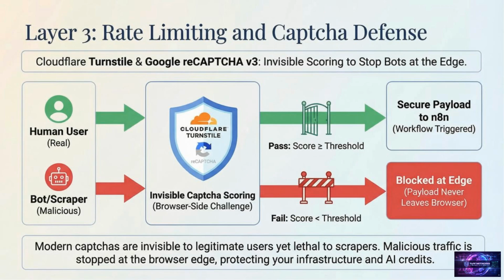Layer 3. Rate limiting and CAPTCHA. Professional form builders have native integration for CAPTCHA, like Cloudflare Turnstile or Google reCAPTCHA. This is your first line of defense against automated scripts. It challenges the user to prove humanity before the data ever leaves the browser. Furthermore, tools like Jotform or Typeform allow you to set unique submission rules. You can limit submissions to 1 per IP address per day or check cookies to prevent spamming.